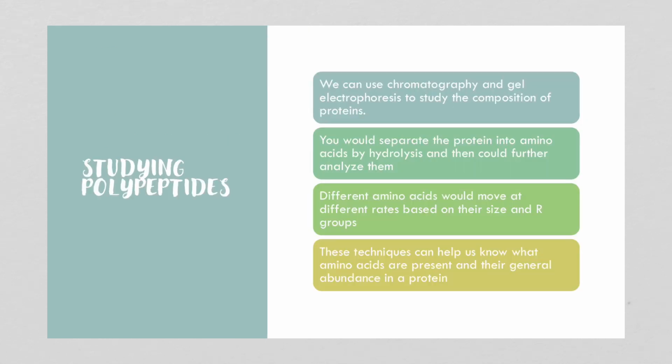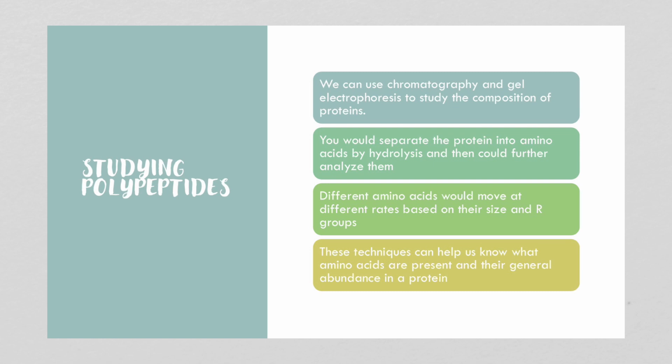So one of the requirements for your option is to identify ways that we can study polypeptides. There are 2 methods that we can use. We can use chromatography, which we learned about when we were studying pigments in our photosynthesis unit. And we can also use gel electrophoresis, which we studied in biology as well when we were looking at sequencing or exploring DNA profiling. So we can study the composition of proteins with these 2 methods.